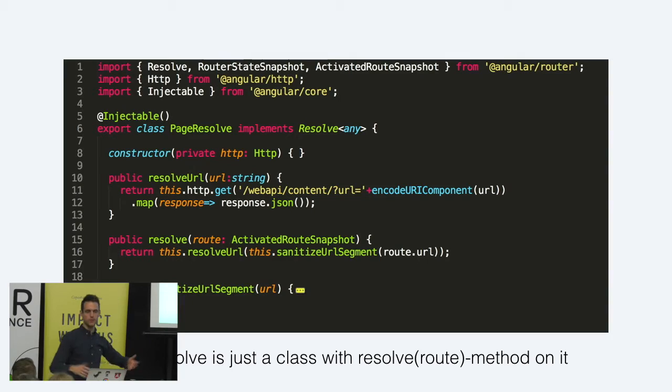I just put this here so you could copy the code if you wanted to. A resolver is just a class that has a resolve method on it that's being called with the route, and it'll then return the data for that route. So yeah, this is not really specific to the solution, but that's just how a resolver works.